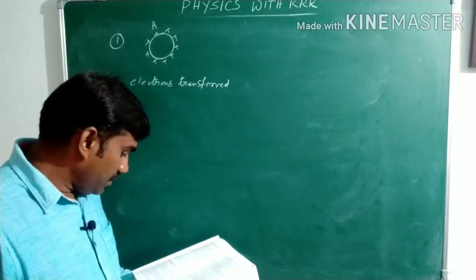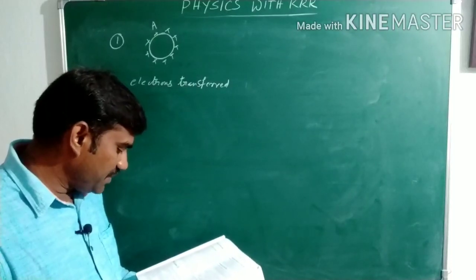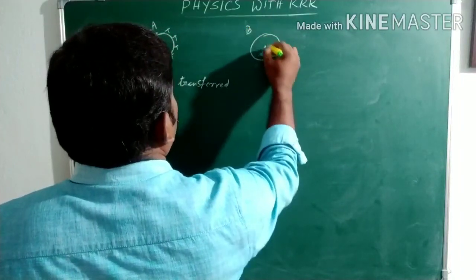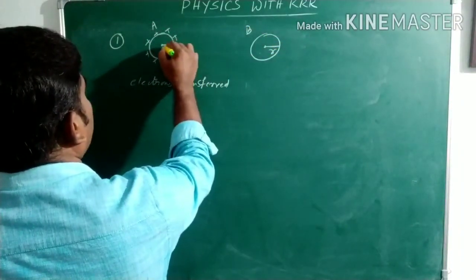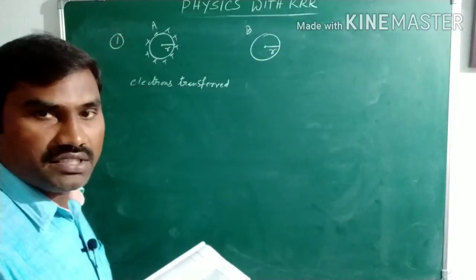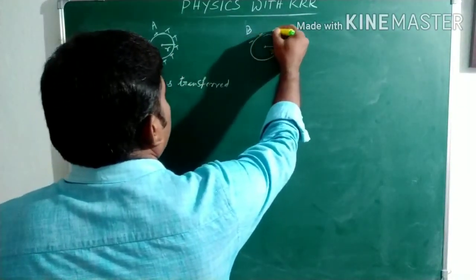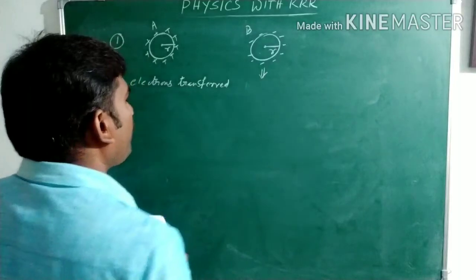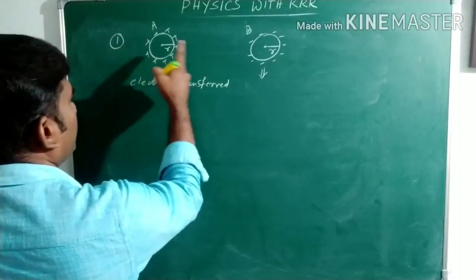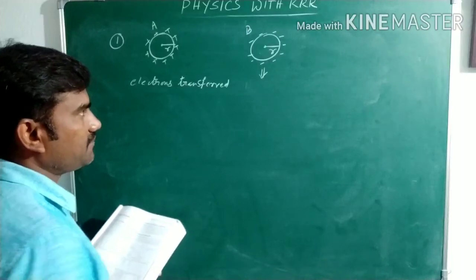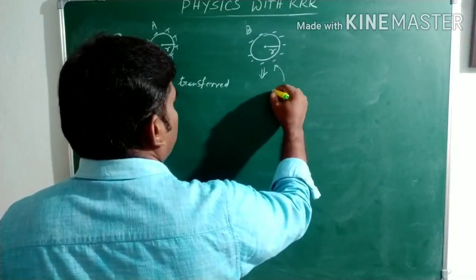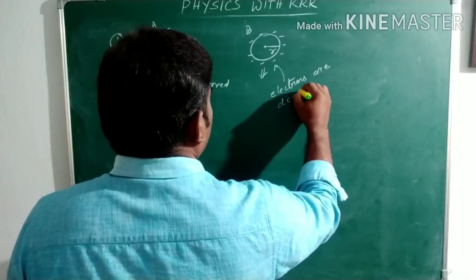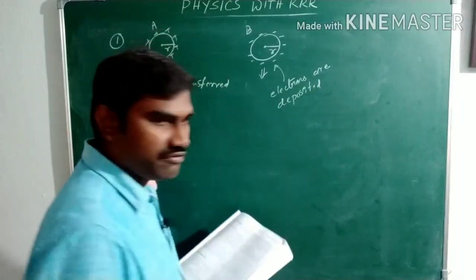Next, another identical metallic sphere B. Here we are taking another identical sphere B, which means the radius, or size, of both spheres is the same. Now this is given negative charge, which means electrons are transferred from another body, and that body is getting positively charged. Here electrons are deposited on the surface of sphere B.